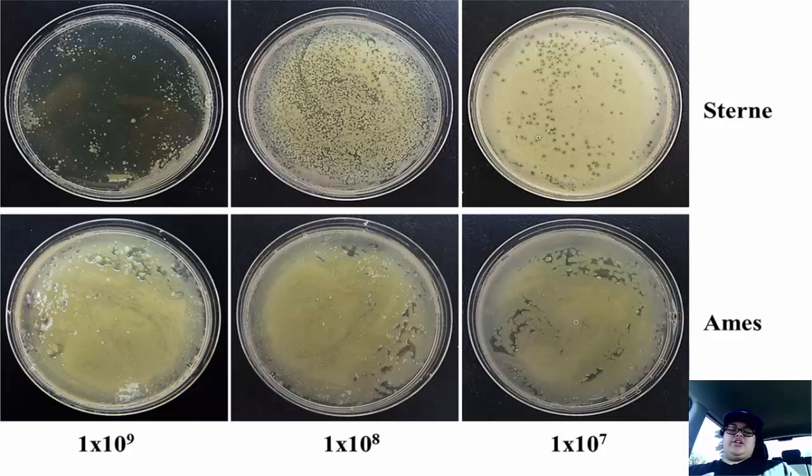And here you can see dilutions of the Stern and the AIM strain, and it starts with not as concentrated, and it goes up to more concentration. So you can see with the bacterial lawn that it grows pretty quickly.